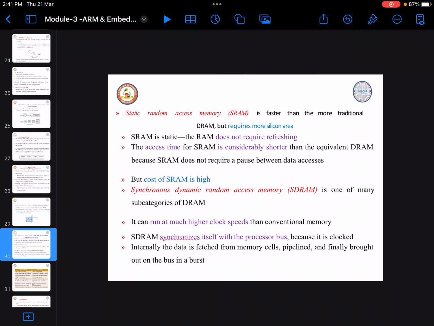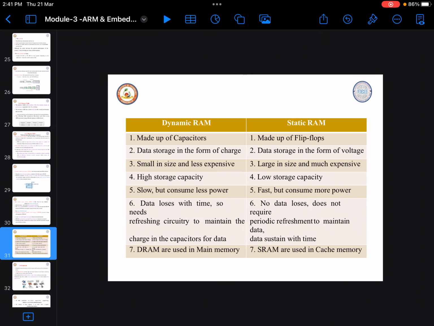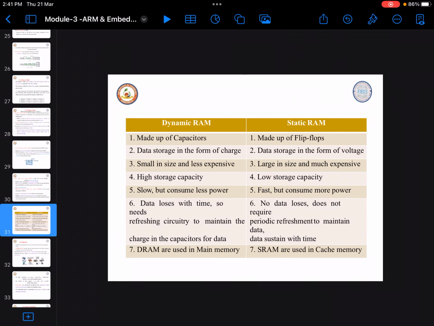Then you have SDRAM, synchronous or asynchronous, where one runs with respect to the clock cycle and the other does not. The major difference between dynamic RAM and static RAM is that one is made up of capacitors and the other of flip-flops. Data storage in dynamic RAM is in the form of a charge, whereas in static RAM it is in the form of voltage. DRAM is small in size but less expensive, whereas SRAM is large in size but much more expensive. You have a high storage capacity in DRAM, low storage capacity in SRAM.